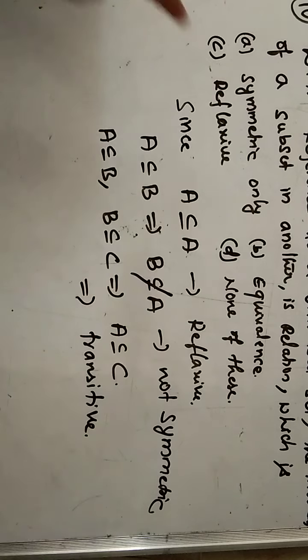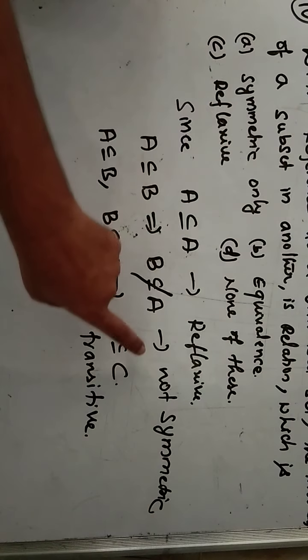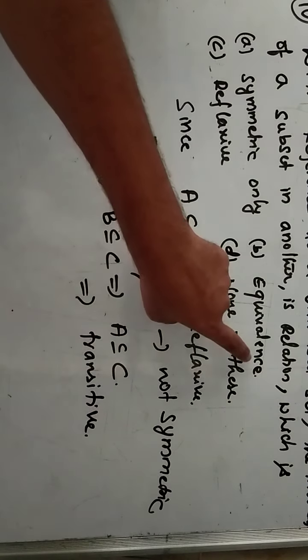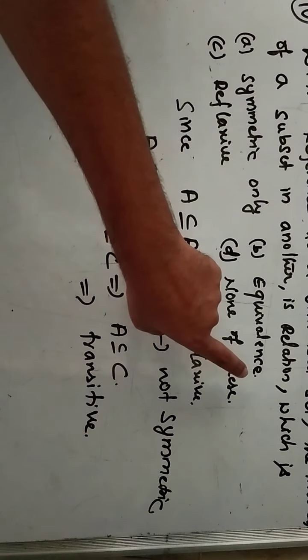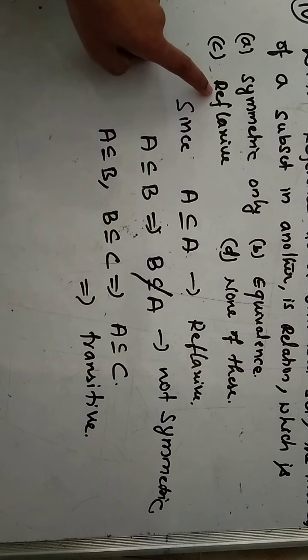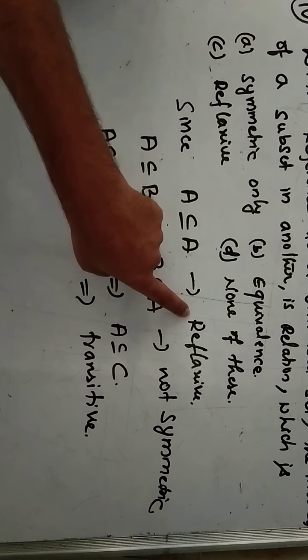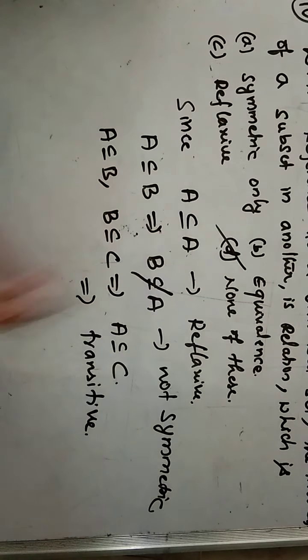Okay, now it is symmetric only, not only it is not symmetric. Equivalence relation, no. If it is satisfying these three, then only we can say equivalence. It is not reflexive. Okay, now it is transitive also. None of this, yes, none of this is an option. Okay, all of you understood?